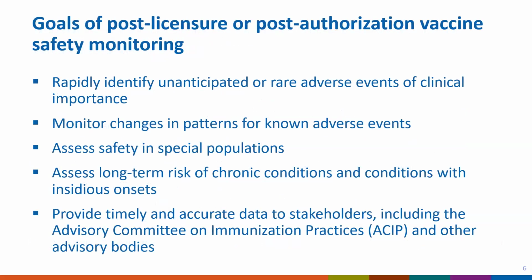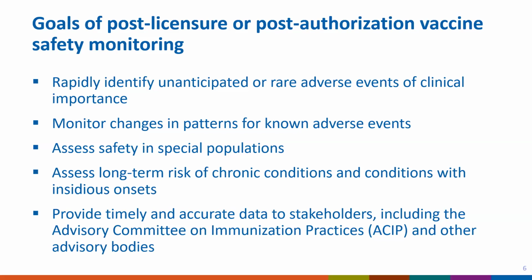So what are the goals of a post-licensure safety monitoring program? Well, we try to identify rapidly unanticipated or rare events of clinical importance. We want to monitor changes in patterns for known adverse events. Continue to assess events that were identified in the trial. Assess safety in special populations, including pregnant persons, people with rare autoimmune disorders, as I mentioned. And then also assess long-term risk of chronic conditions and conditions with insidious onsets. So for example, if you're looking at autoimmune or atopic diseases.